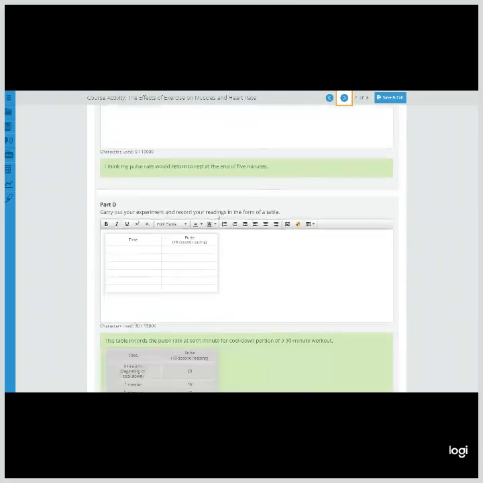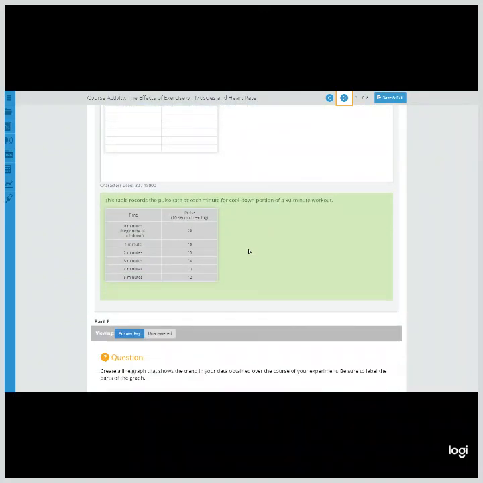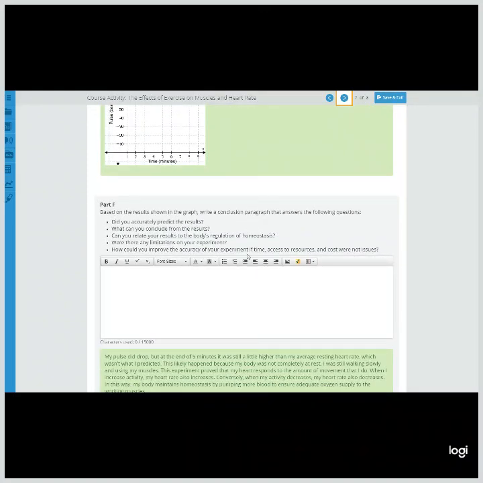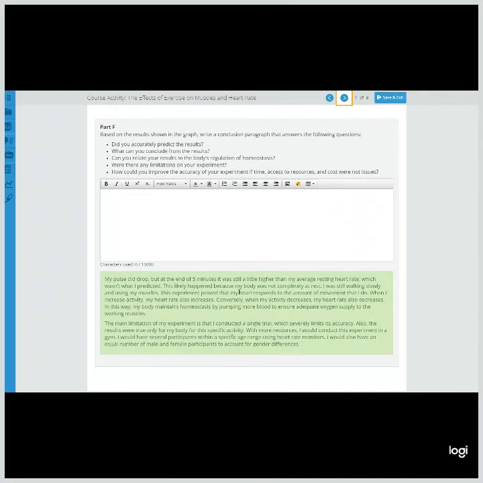So you'll write down your prediction, you'll carry out your experiment, you will graph your experiment, you will talk about your conclusion based on your results, and then you'll be finished.